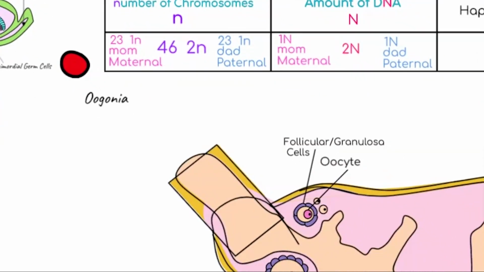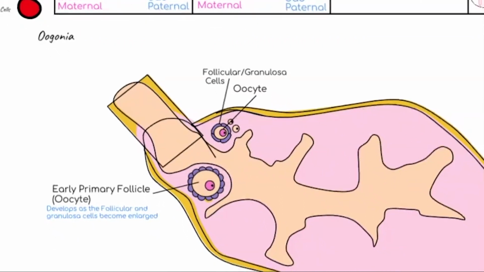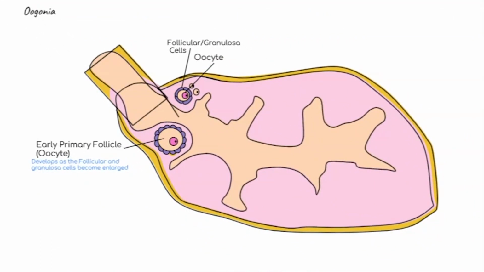46 chromosomes, 2N diploid. And this sheet of epithelium cells or epithelial cells surround the oogonium, and they're called follicular cells. And now that oogonium converts into a primary oocyte.